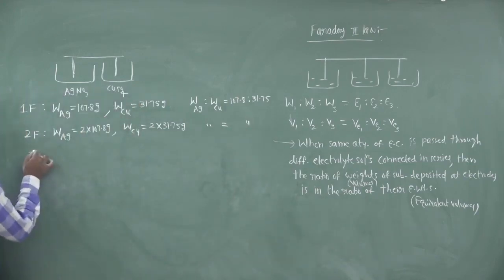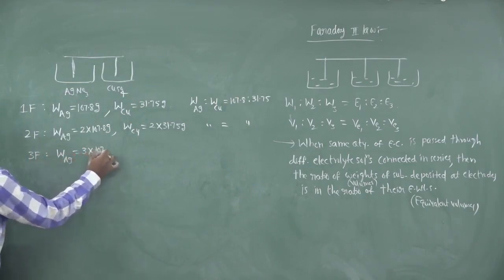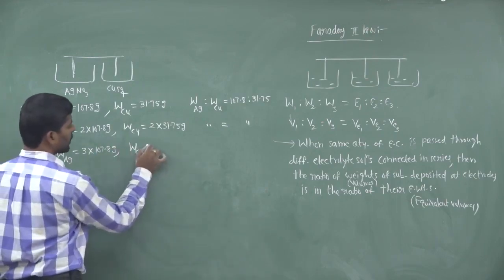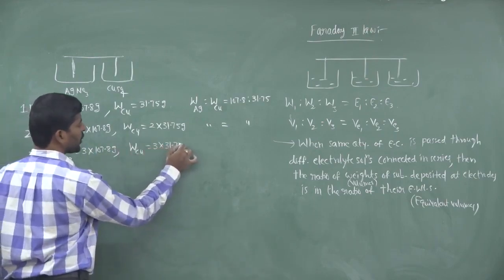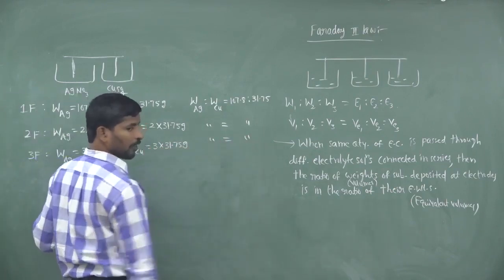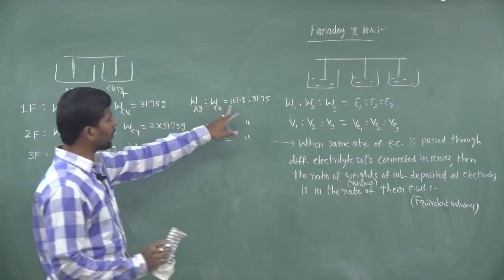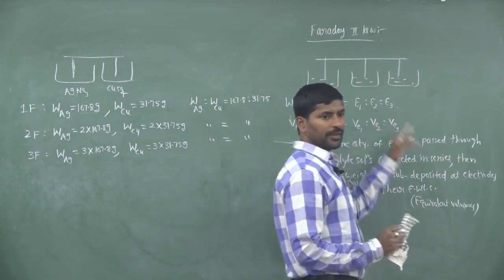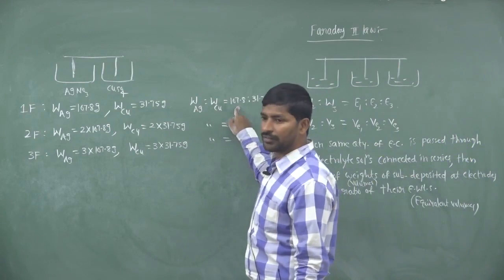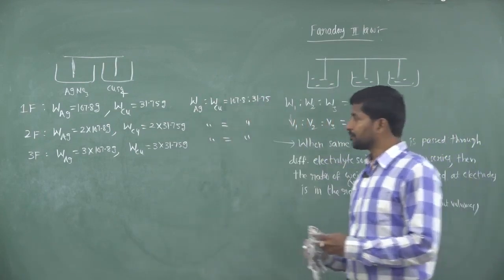If you pass 3 farads through both the solutions, 3 into 107.8 grams of silver will be deposited. The weight of copper deposited is 3 into 31.75 grams. So the weights of silver and copper deposited are in the ratio of their equivalent weights or not? Always the weights of substances deposited are in the ratio of their equivalent weights. Yes. 107.8 is nothing but the equivalent weight of silver. 31.75 is nothing but the equivalent weight of copper.